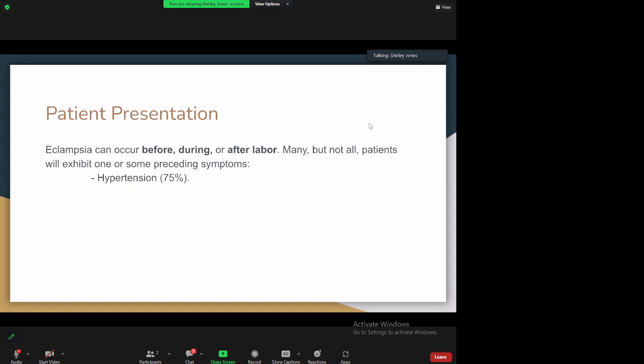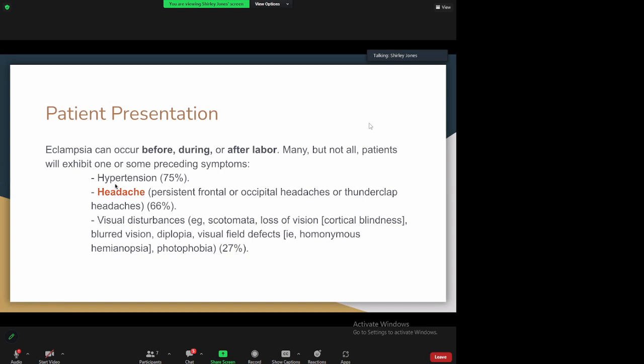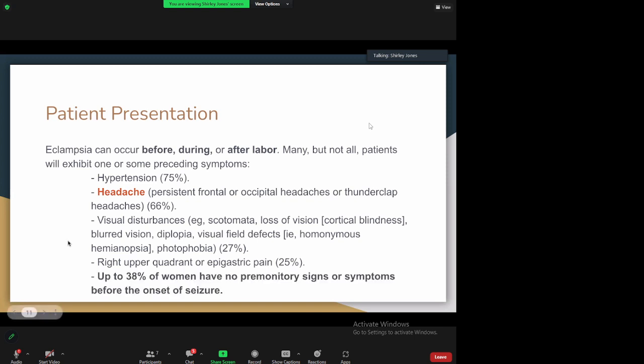So just to talk about some of the symptoms that they may present with that I thought was interesting. So hypertension, only 25% of these patients that have eclampsia can come to your emergency department with a normal blood pressure. So if you ever have a pregnant patient that has some vague complaint, like a headache or blurred vision or right upper quadrant abdominal pain, epigastric pain, or just feeling nauseated or whatever, you have to check your labs and your urine.